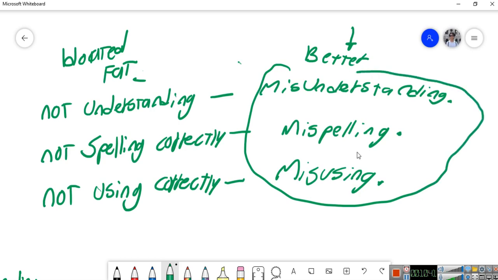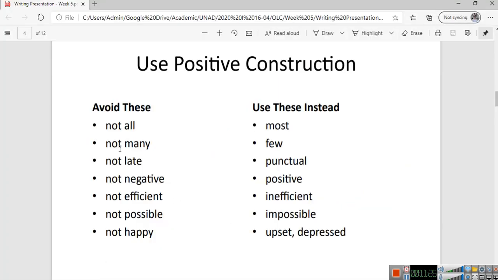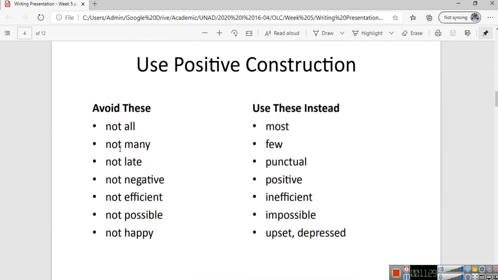Why do you think this is better? No, this one is better because it's using fewer words. But why is it better? What is the reason? Because it's more simple. That's the idea. It doesn't have many words. That's right. You get it.